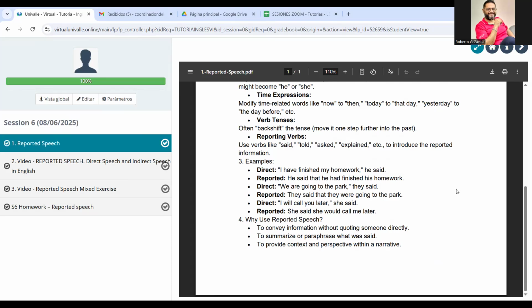And number four, why do we use reported speech? Technically, it is to convey information without quoting someone directly, to summarize or paraphrase what was said, and to provide context and perspective within a narrative. So those are the things we do with reported speech. Basically, you are using verbs like say, tell, and ask when we use reported speech.